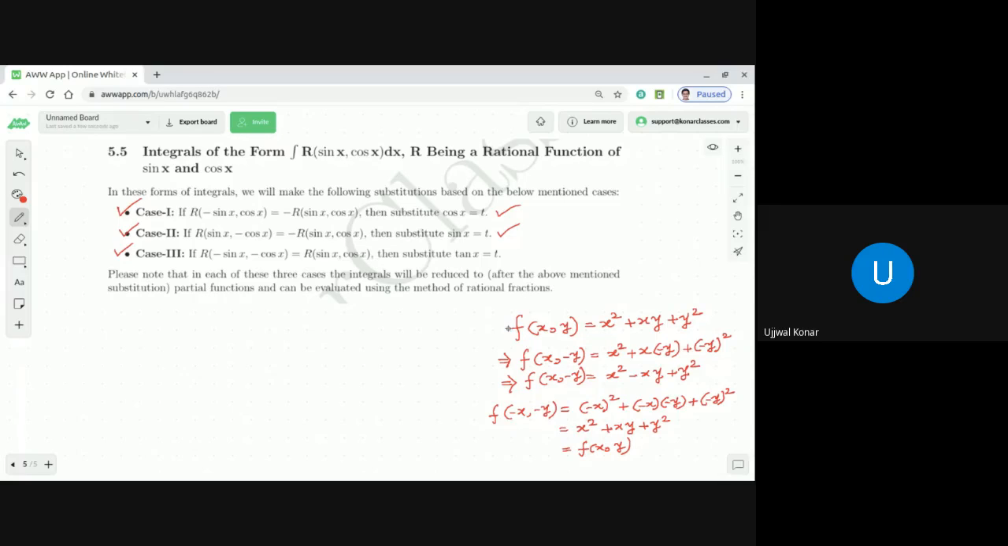Here f(x, y) was what? x square plus xy plus y square. But we get f of minus x comma minus y is just like f(x, y), right? Exactly similar thing. If r of minus sin x comma minus cos x is equal to r of sin x comma cos x, then we need to make a substitution of tan x equal to t. Okay?